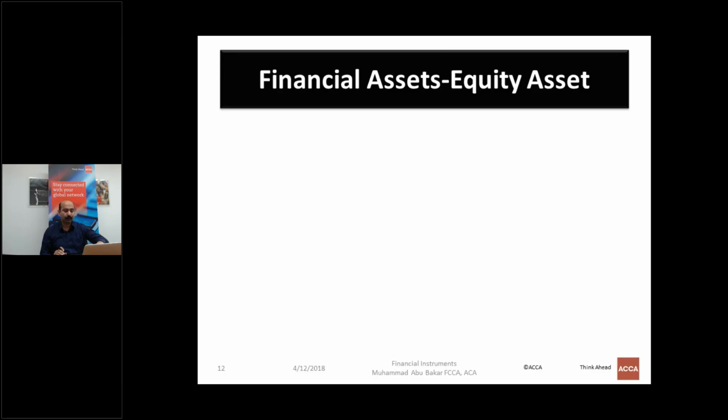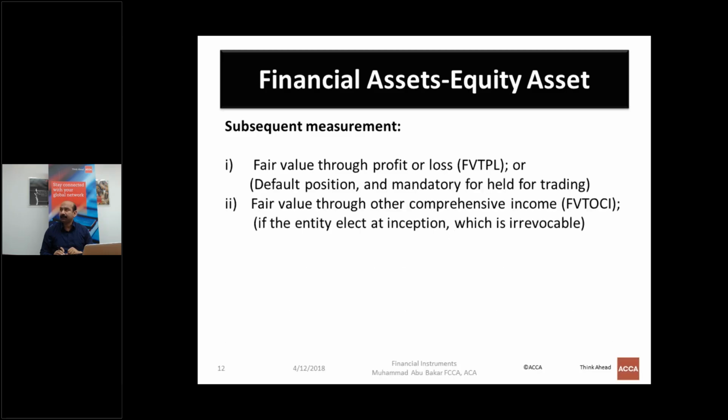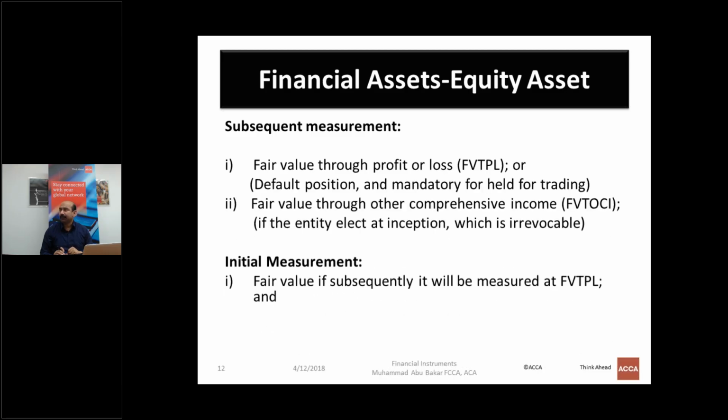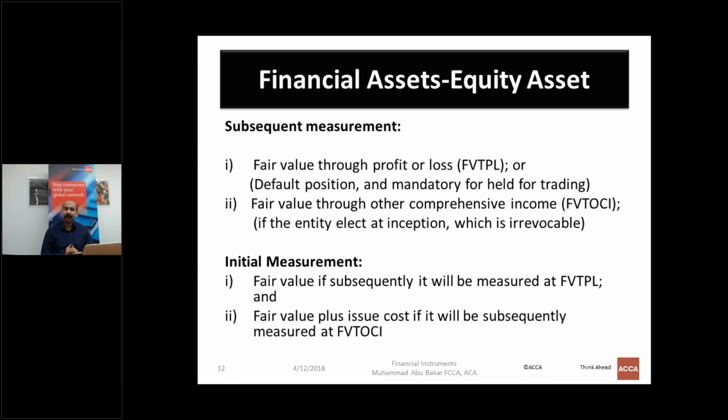Equity assets, those financial assets which are equity assets. In case of equity asset, initially you will be measuring it at fair value. If subsequently it will be measured at fair value through profit and loss. And fair value plus issue cost if it will be subsequently measured at fair value through other comprehensive income. So this is the principle for equity asset.